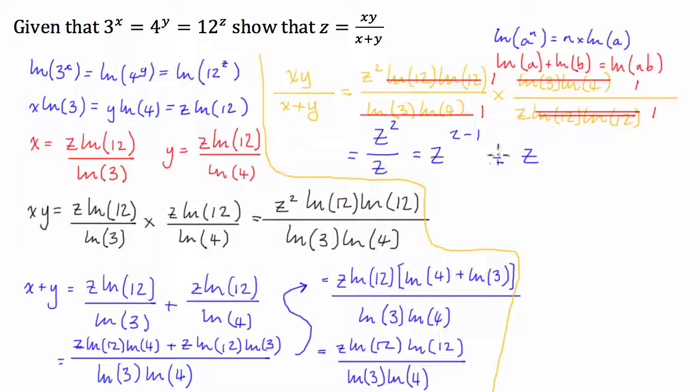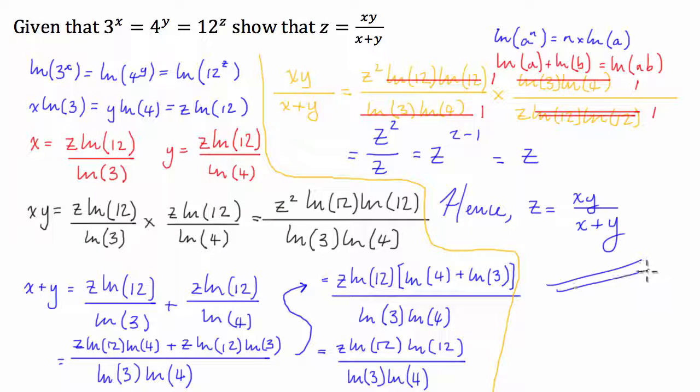So what we can say is, after all of that, hence z is equal to xy divided by x plus y. And that is all she wrote.